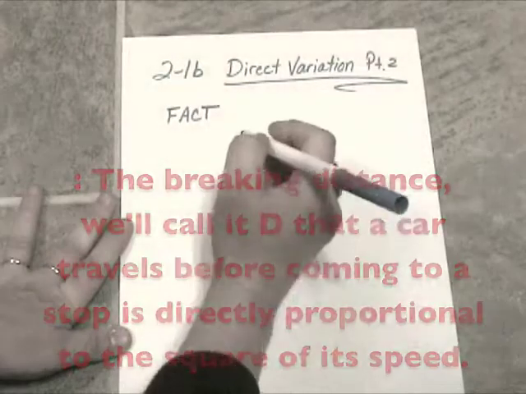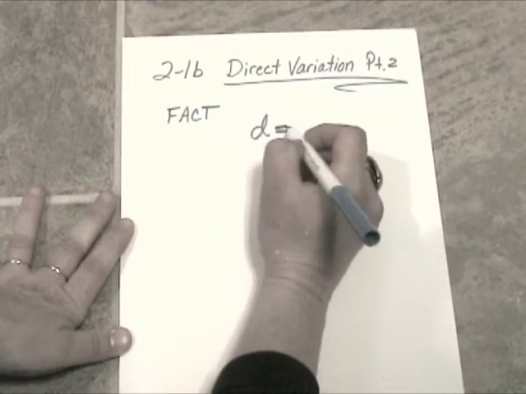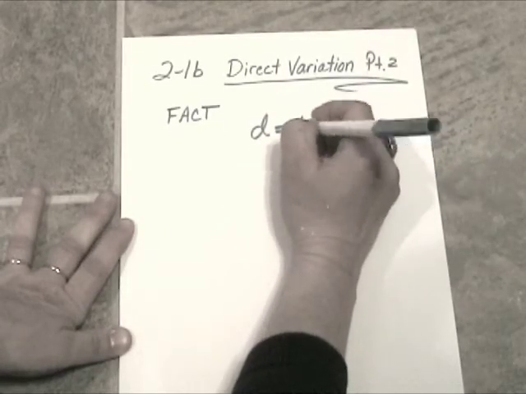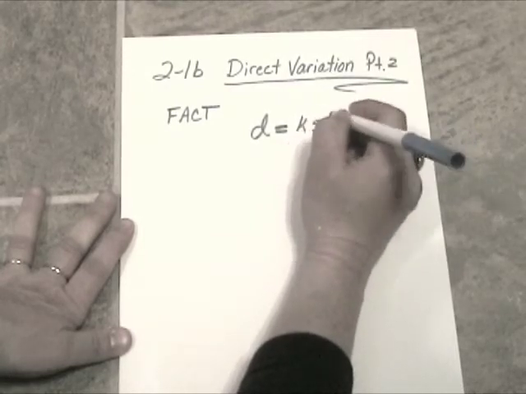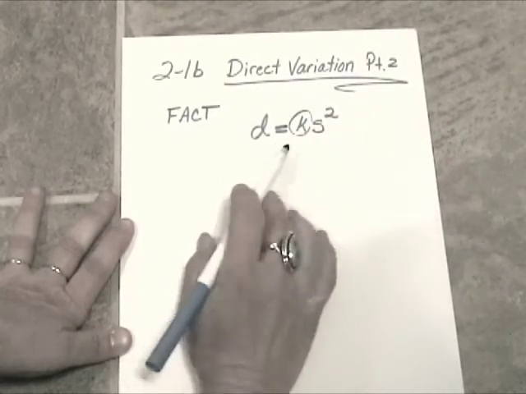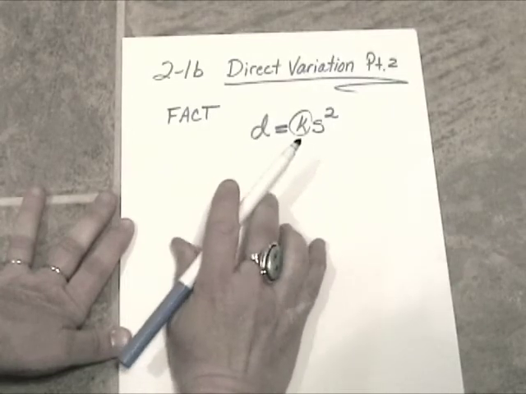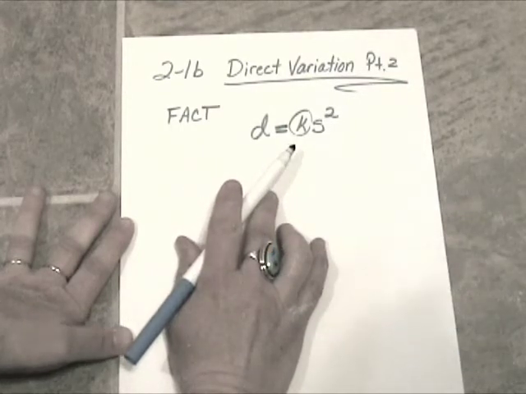Alright, so what that says is that the distance the car is going to travel, we'll call it D, is directly proportional. So we're going to have a constant of variation, and it's directly proportional to the speed the car is traveling squared. Now, this K is going to be kind of important, and it is going to depend upon a couple of things. First of all, the make of the car, the condition of the brakes, and also the condition of the road upon which it is traveling. Okay? So we have to determine K before we can actually use this to predict things.